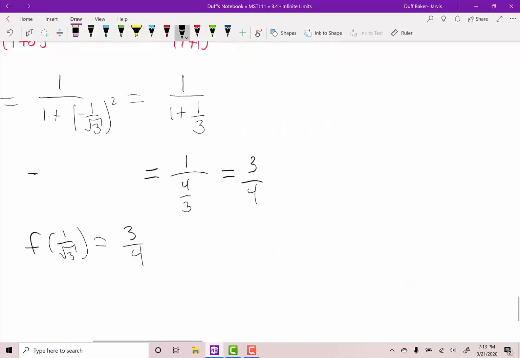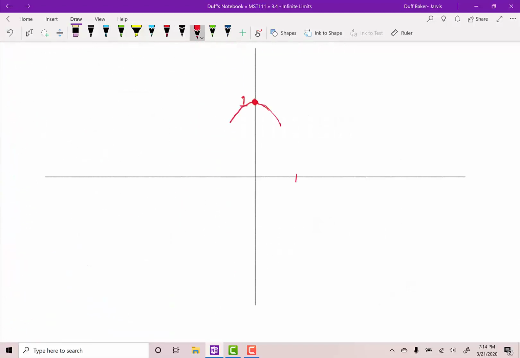Okay, so let's put these points on the graph. Let's say 1 over root 3 is here, and minus 1 over root 3 is here, and let's say 3/4 is about here. So then we'll have a point about here and a point about here, which should be inflection points, points at which it changes concavity. So we might have to change our local max a little bit to fix it.